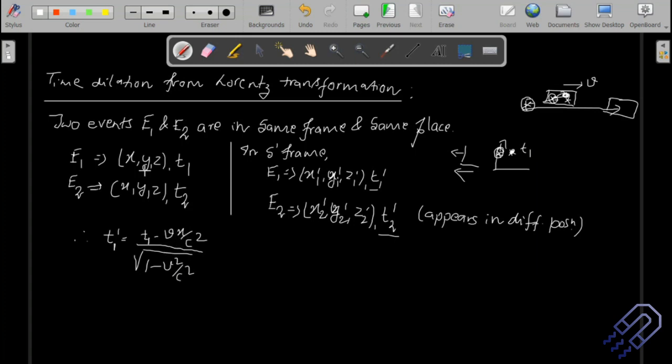This will remain as x, because whether you take the first event or you consider the second event, in both the cases this is x. This is also x. So there is no logic using x1 here. This will remain as x. Okay, so that's the underlying idea.